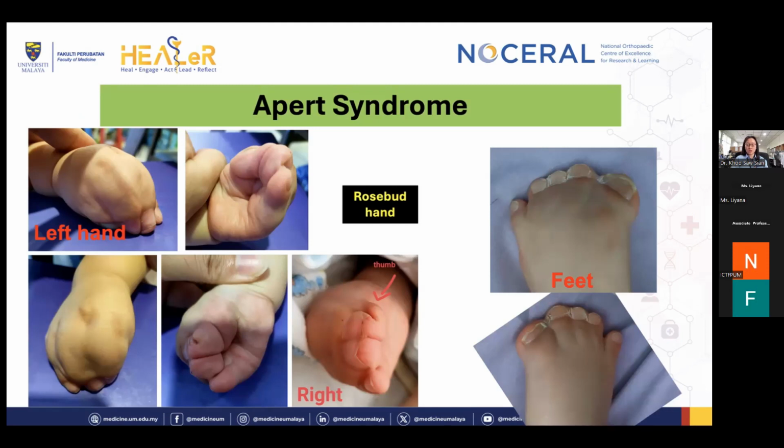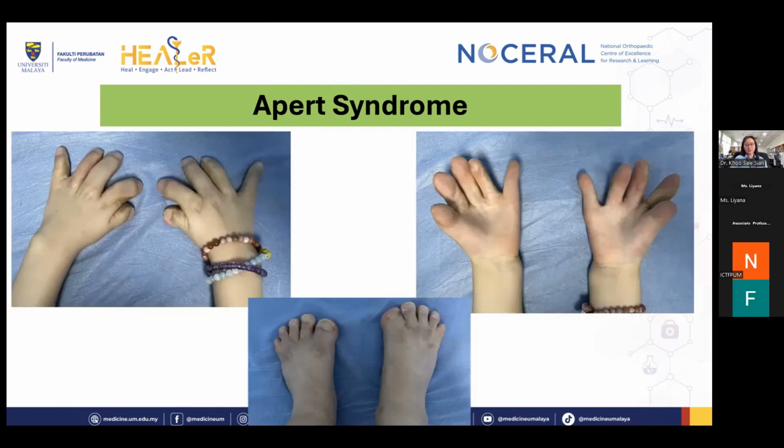This child has Apert syndrome. She has one of the more severe forms, which we call rosebud hand. At one look, you don't really know which one is the thumb and which one is the little finger. She also has other problems associated with Apert syndrome, like craniosynostosis. She had her first surgery with us at 1 year old, and a few subsequent surgeries to stage the release of the fingers and also the feet. This is her now at 3 years old.